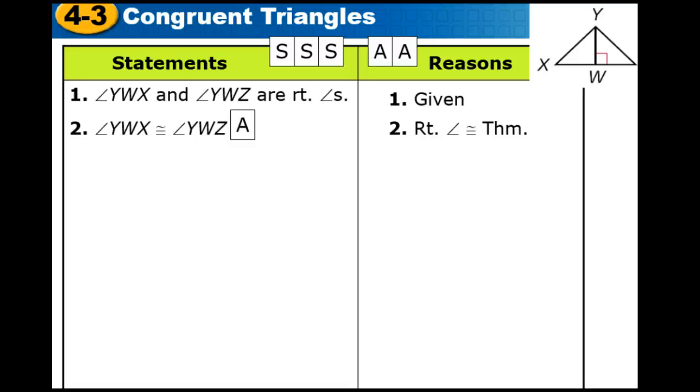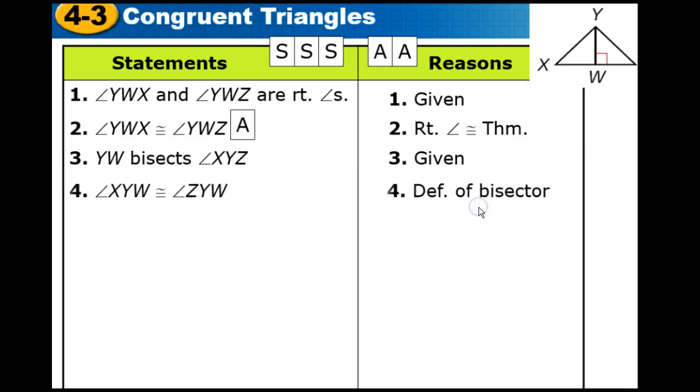Guess what we're going to do next? Copy a given. It doesn't matter which one. I'm just going to choose the next one. The next given says that YW bisects that angle. That means that this line in the middle bisects this angle. You should be tracing this angle with your pencil. XYZ. It means that this little guy here is congruent to this little guy here. In other words, XYW is congruent to ZYW.